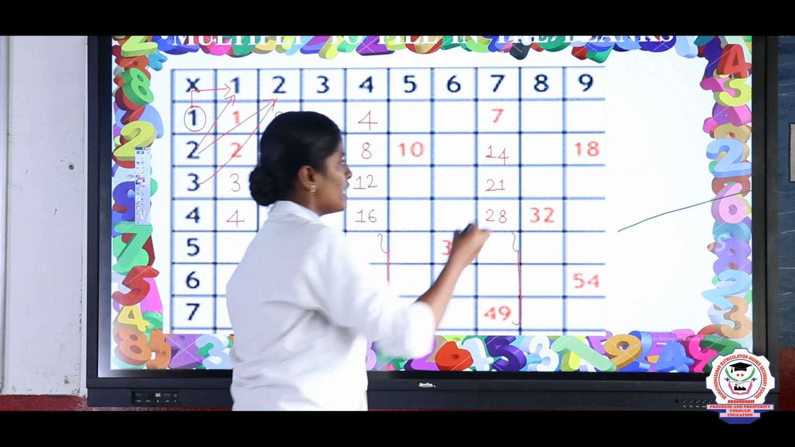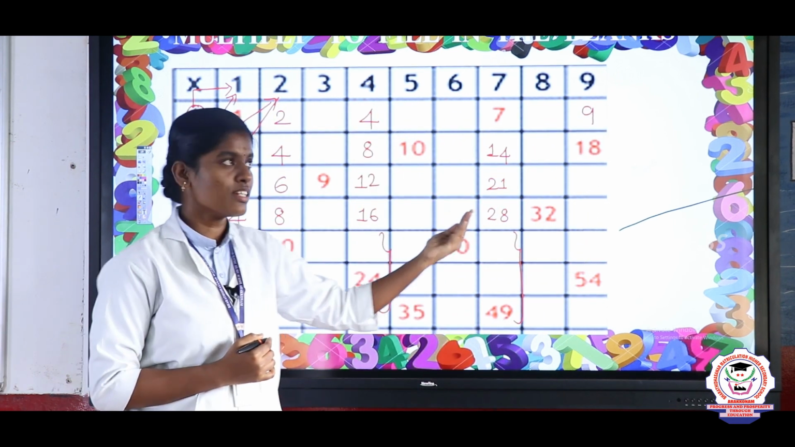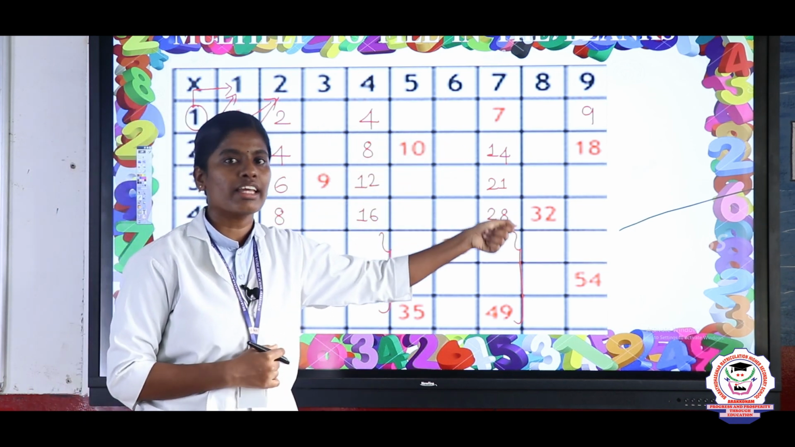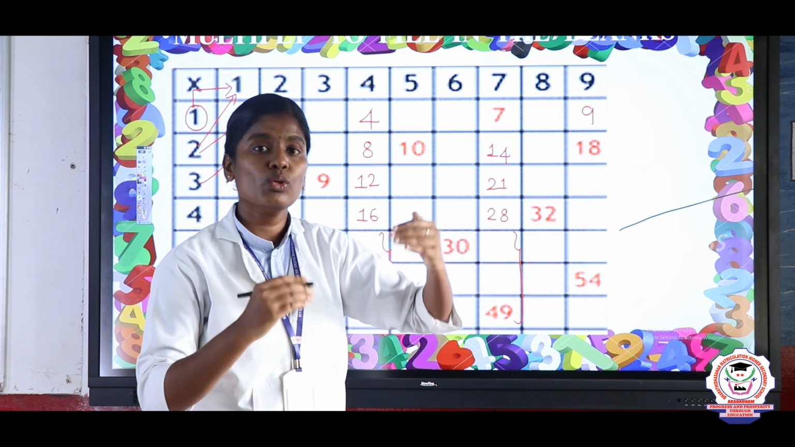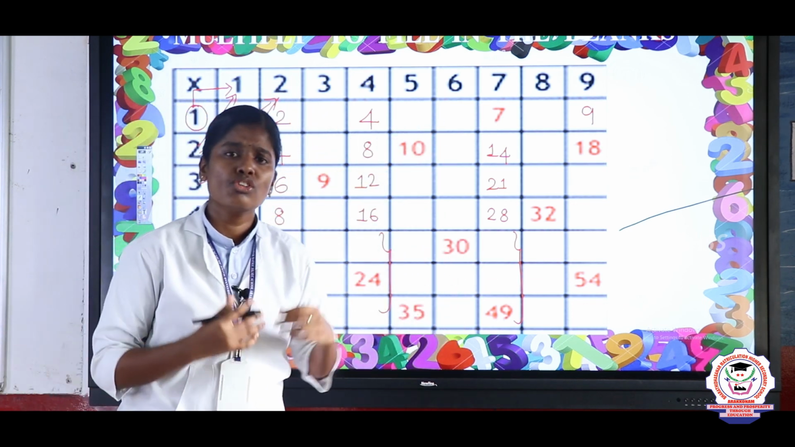1 nines are 9. That is 1 time of 9. The next one is 2 times of 9. So the answer is 18. Already they are given. 2 nines are or 2 times of 9. Next you will take 3 nines are. So what is the answer?